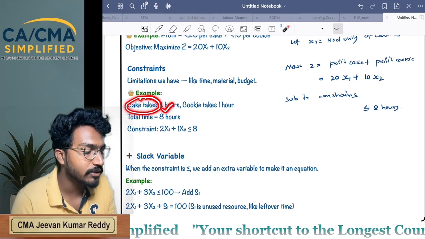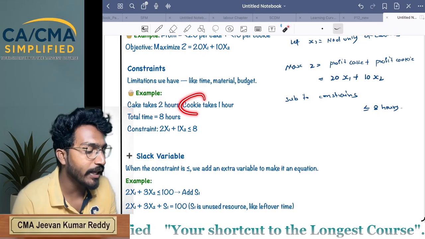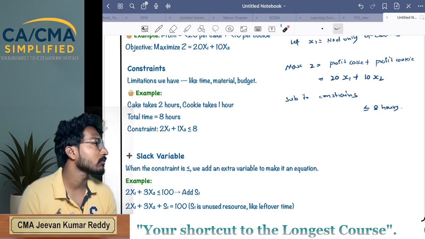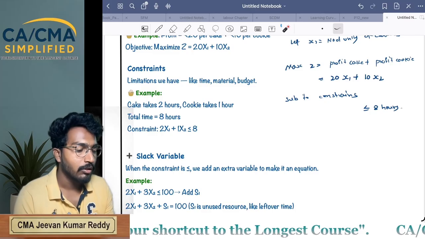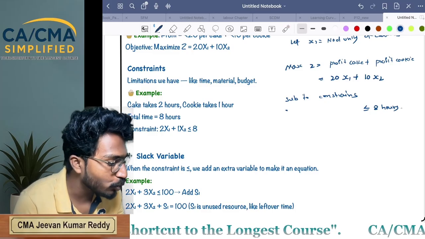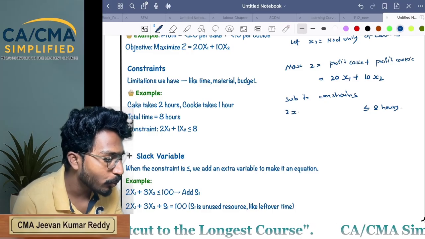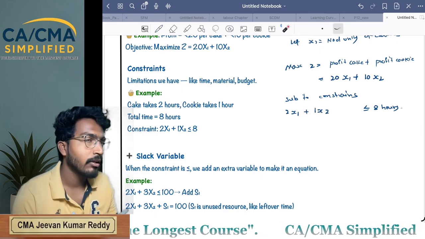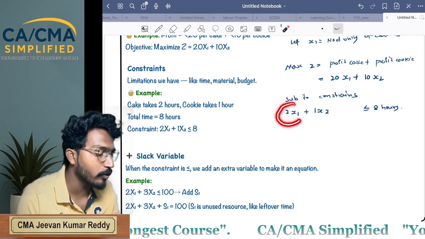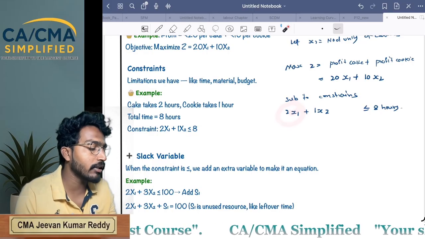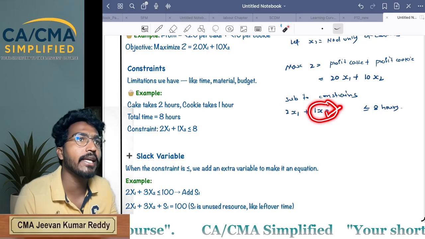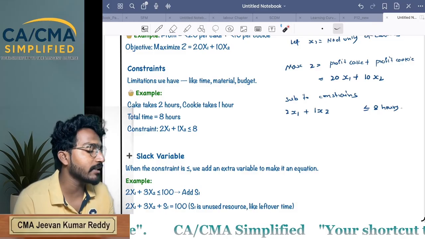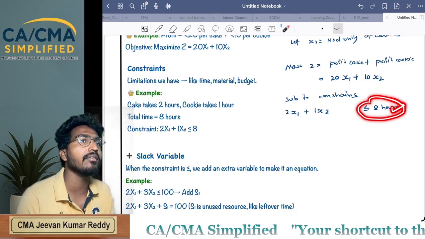Cake takes how many hours? 2 hours. Cookie takes how many hours? 1 hour. That means 2x1 plus 1x2. The amount of time used for baking cake and the amount of time used for baking cookie must not exceed how much? 8 hours.